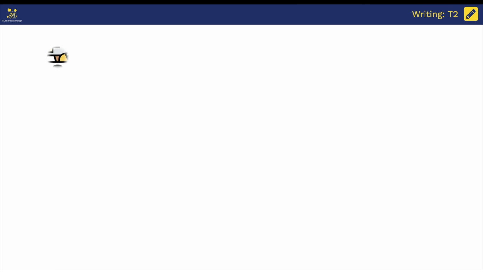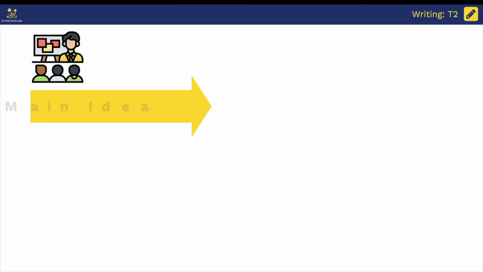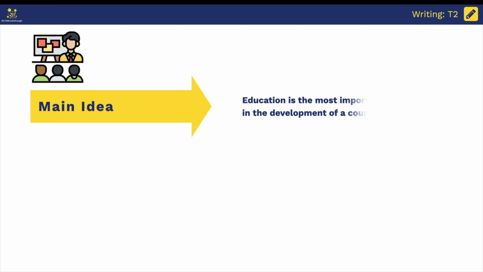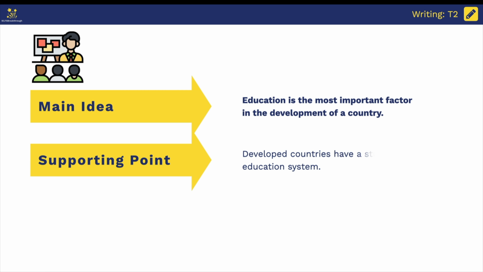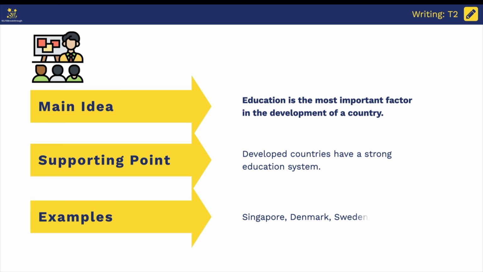Main idea M. Education is the most important factor in the development of a country. Supporting point S. Developed countries have a strong education system. Example E. Singapore, Denmark, Sweden.